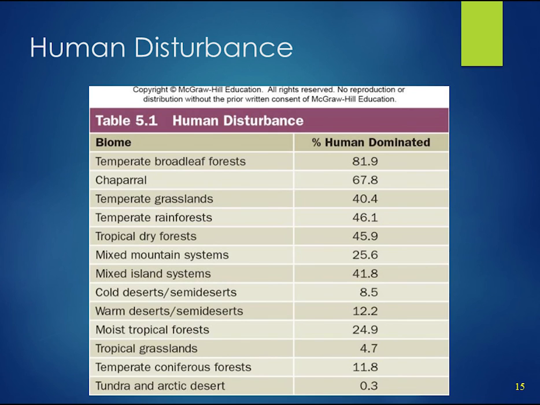The scope of the impacts can be staggering. As you can see, some systems are more than 50% dominated by human activities. The number one cause is most likely resource utilization in agriculture. However, the chaparral is heavily impacted because it is a desirable place to live, California and the Mediterranean. As population grows, the impacts will only increase.